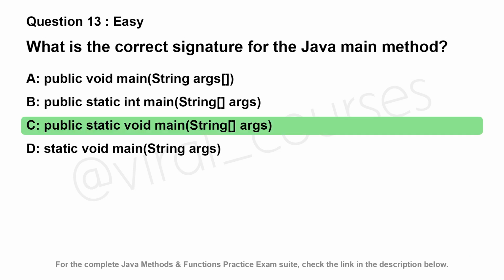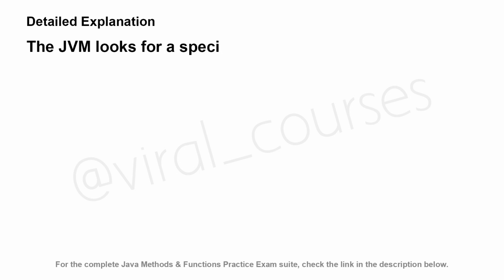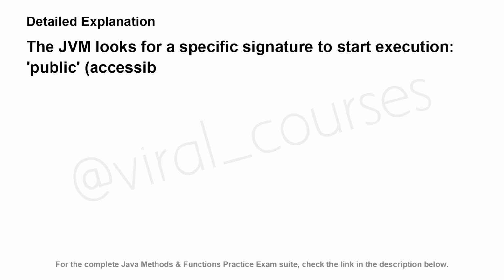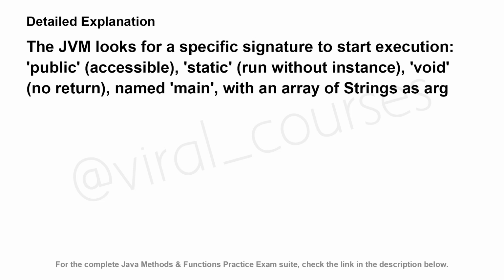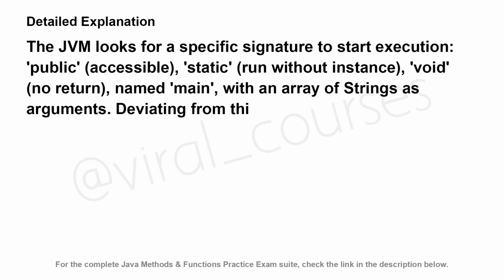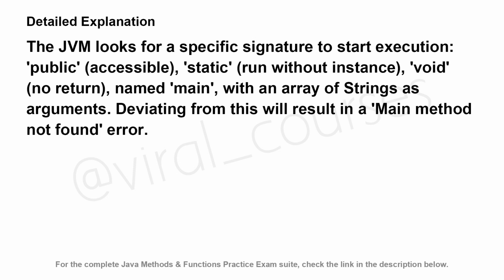The correct answer is C. The JVM looks for a specific signature to start execution. Public, accessible; static, run without instance; void, no return; named main, with an array of strings as arguments. Deviating from this will result in a main method not found error.